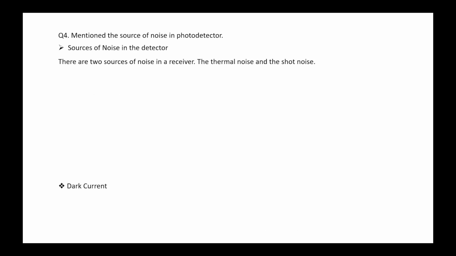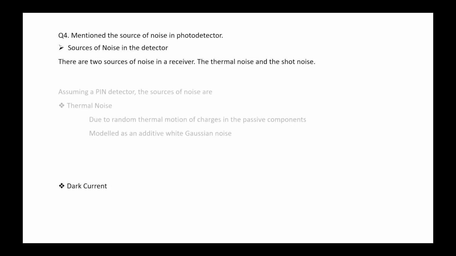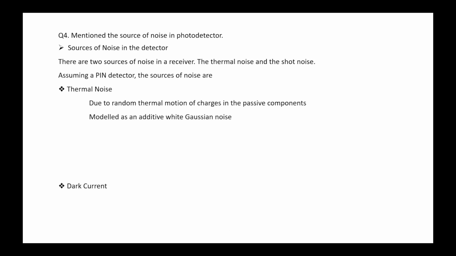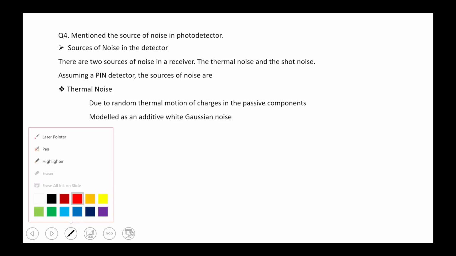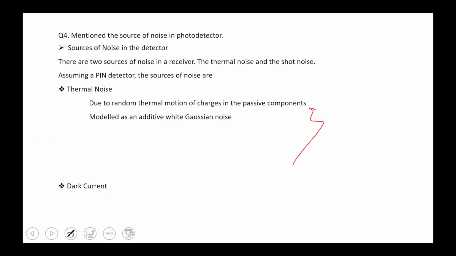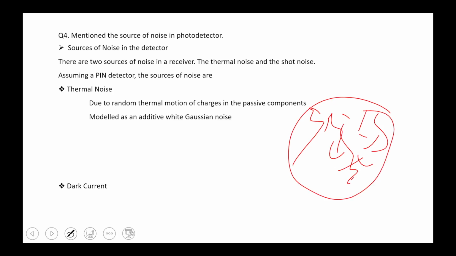So the sources of noise in a photodetector are the thermal noise and the shot noise. Thermal noise is due to the random motion of the charge in the passive component. Charges will be moving, interacting and colliding, and after that they will generate some heat, and due to this it will create the noise in the depletion layer. So it will be like white Gaussian noise.